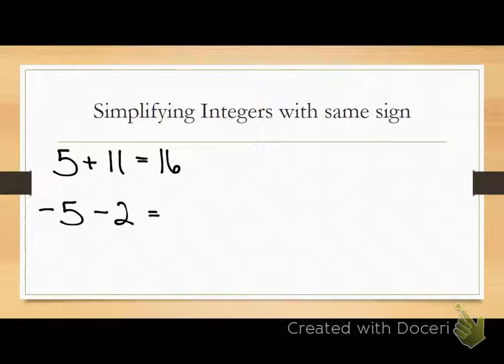What about this one, though? Hold on. Answer it on your papers. -5 minus 2. Anybody know? Caleb? -7. Why? Because it is same sign. Okay, listen. They're both what? Negative. Same sign. Add their absolute value. 5 plus 2 is 7, and keep your negative.